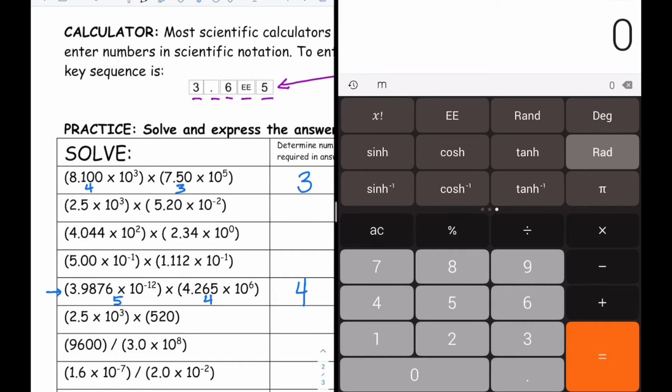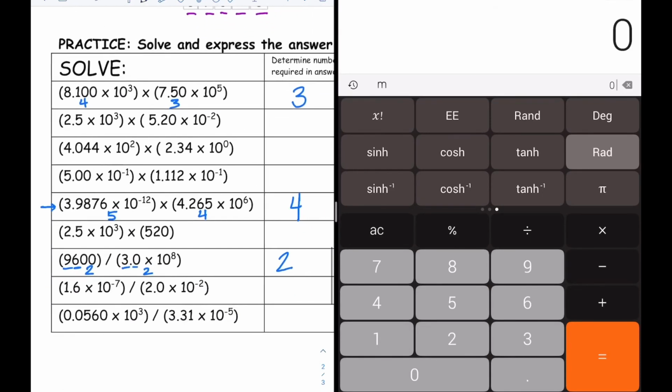And then lastly, we'll do 2 of the division problems at the bottom. So we have 9,600. So that's 2 digits there that are significant. Remember, the trailing zeros, because there's no decimal, are not significant. So 2 digits there. And then 3.0 also has 2 digits. So our final answer will be recorded using 2 significant digits.